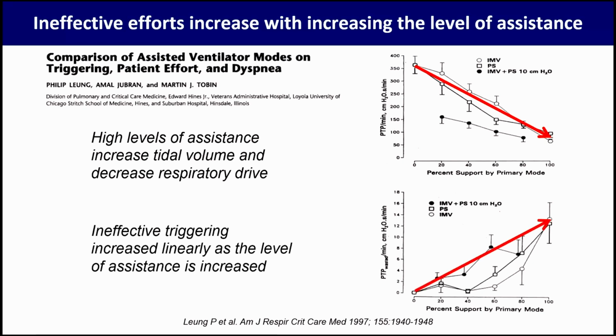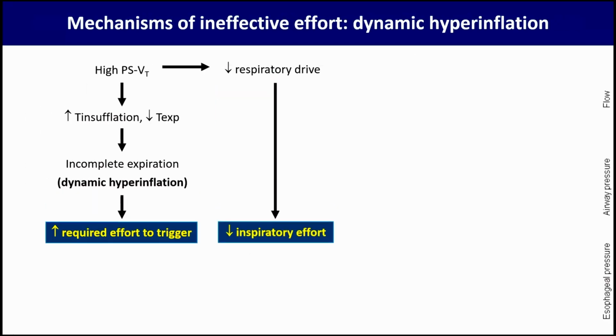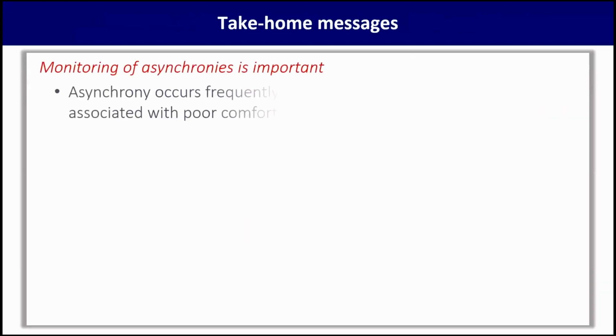Here, if you increase the support, the incidence of ineffective triggering also increases. So if you look at it, high pressure support or high tidal volumes actually reduce the inspiratory effort from the patient, and all this leads to wasted effort, a lot of asynchrony, and delay in weaning. Asynchrony is shown to increase the morbidity and mortality of the patient.